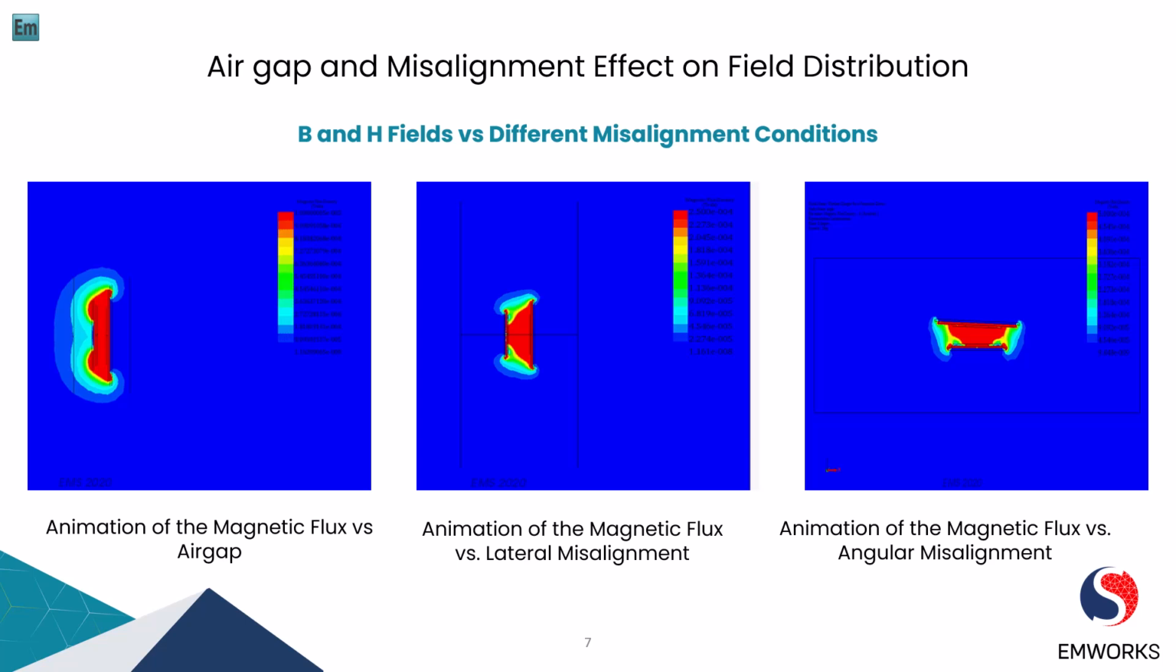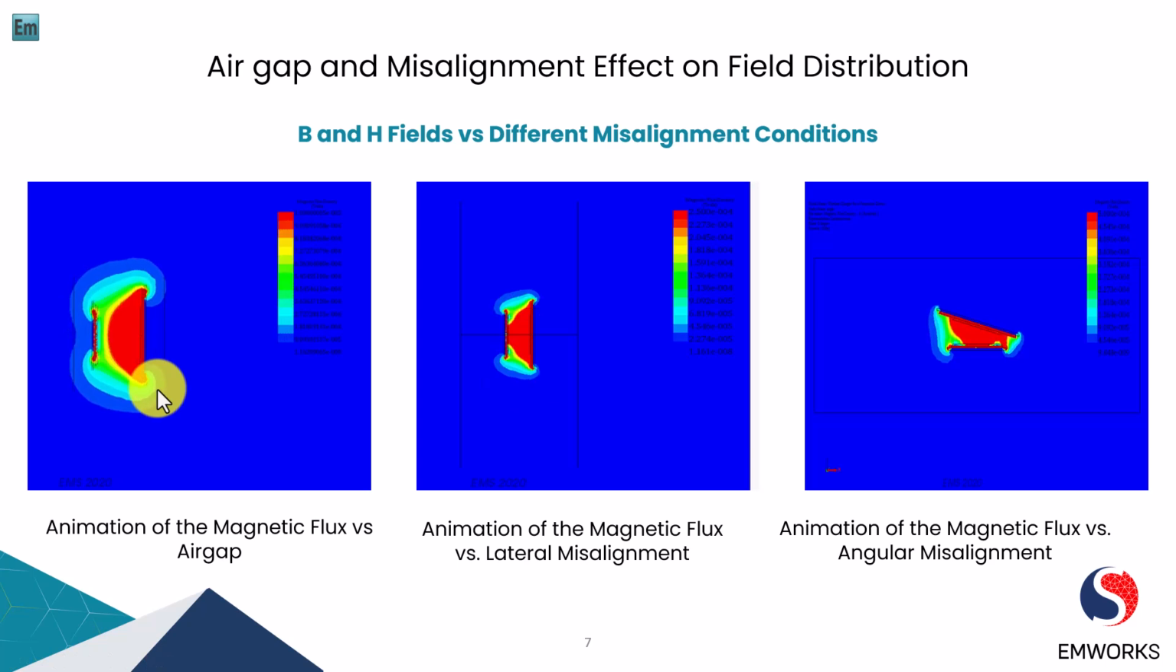Now in this section we will explore the effect of misalignment on the magnetic fields in a wireless power transfer system. To understand the effect of misalignment, we have created animations of the magnetic flux in 3 different situations. The first animation shows the magnetic flux in the system as the air gap distance increases. As the distance between the transmitter and receiver increases, the magnetic flux decreases, resulting in a decrease in the efficiency of power transfer.